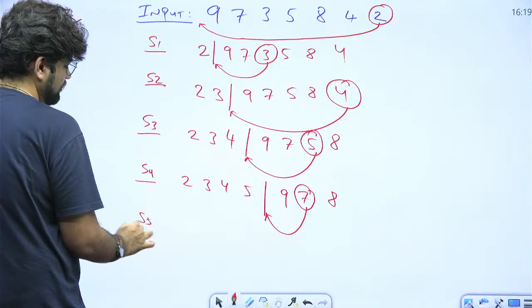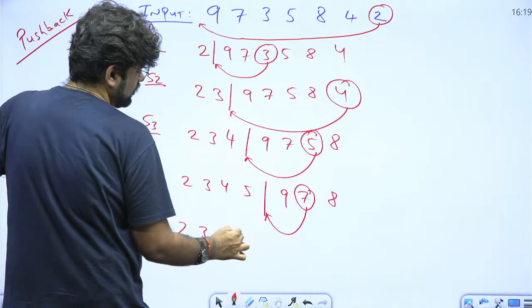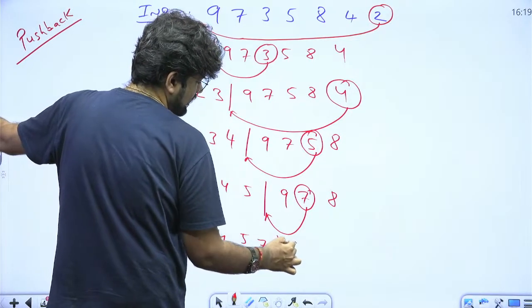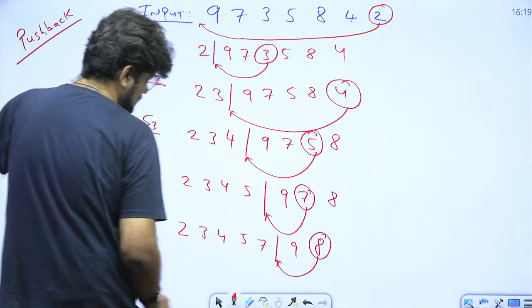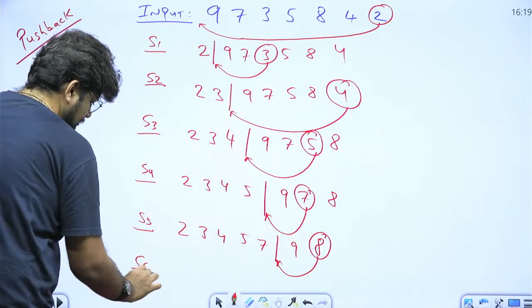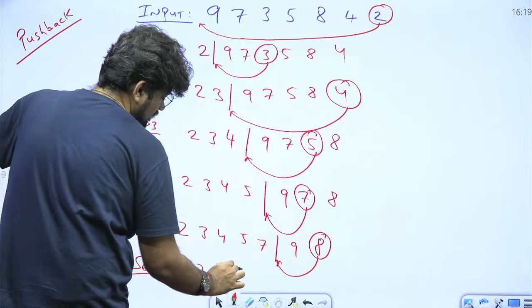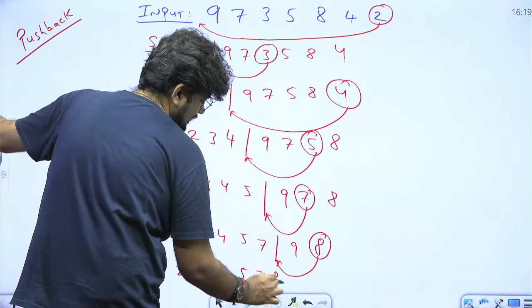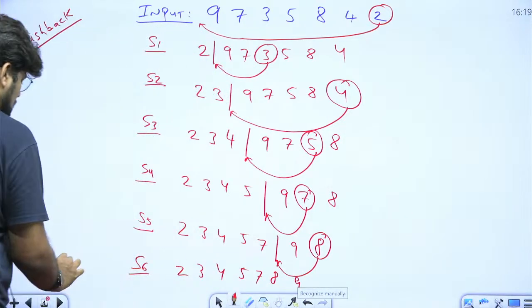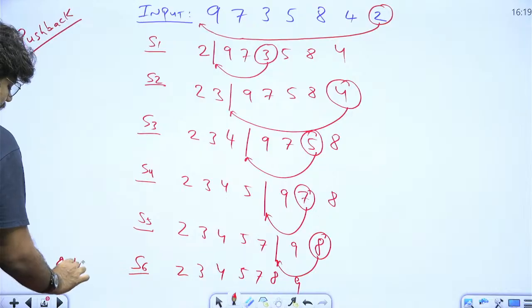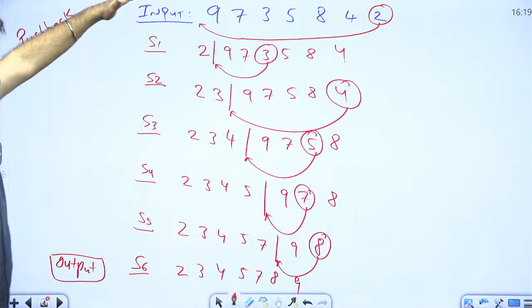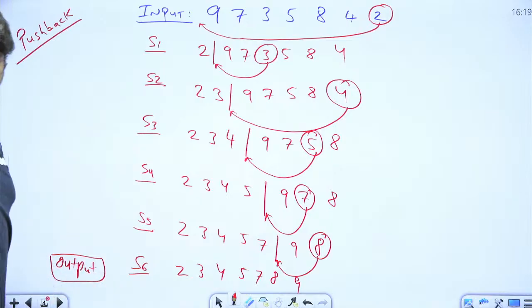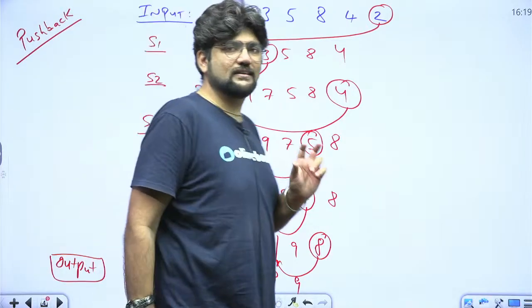Step 5: 2, 3, 4, 5, 7, pushback, 9, 8. And the last, I will have 8, which will come here. So I will have step 6, which will have 2, 3, 4, 5, 7, 8, 9, and this will become my output step. So I have seen that my desired output from this input is coming in 6 steps. Okay. Now, what is the difference?